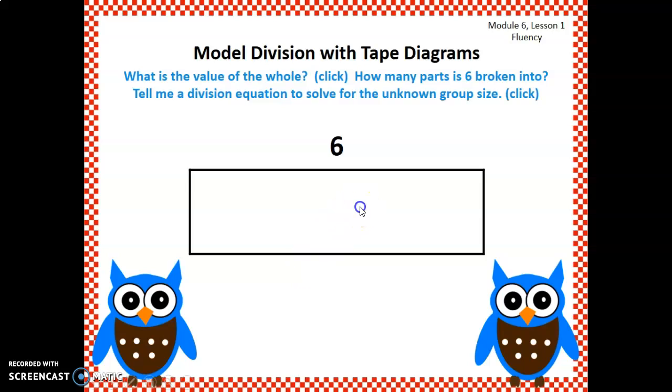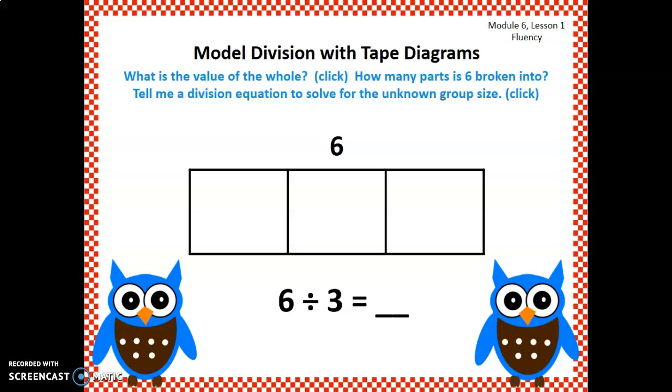This time we have 6. How many pieces is it broken into? Looks like 3, doesn't it? Tell me a division equation to solve for the unknown group size. I think it's going to be 6 divided by 3.